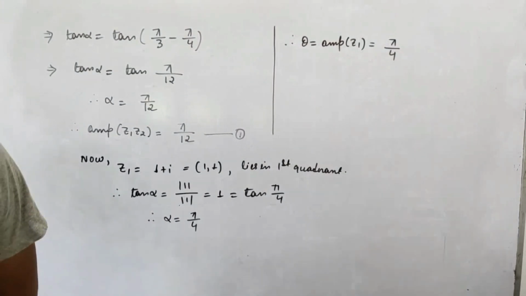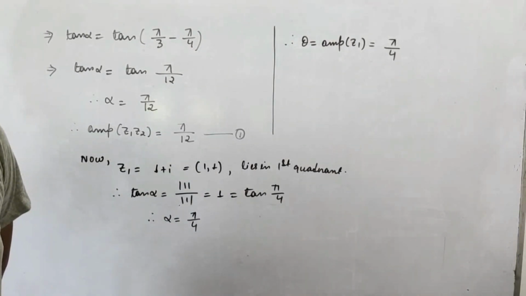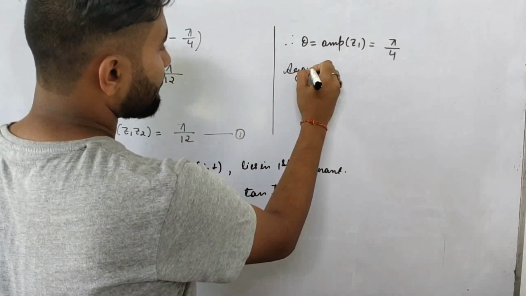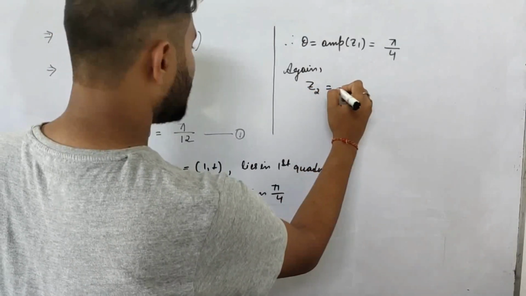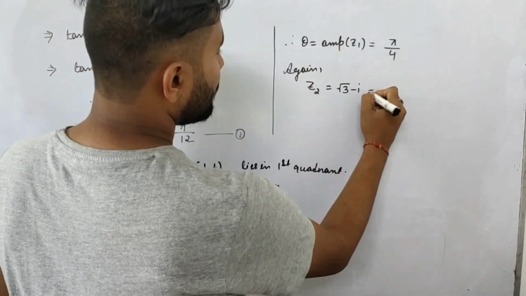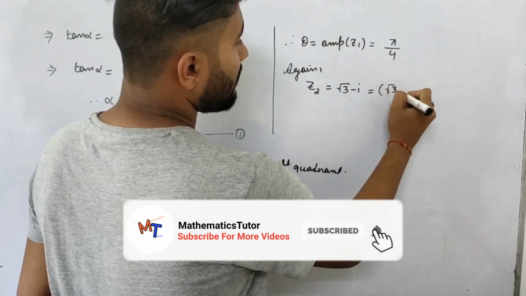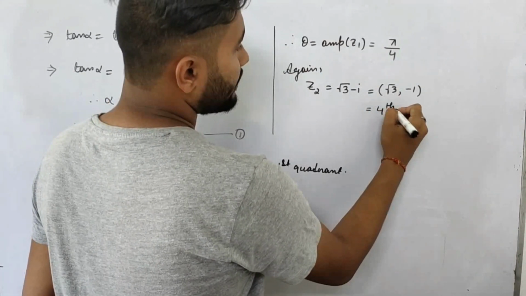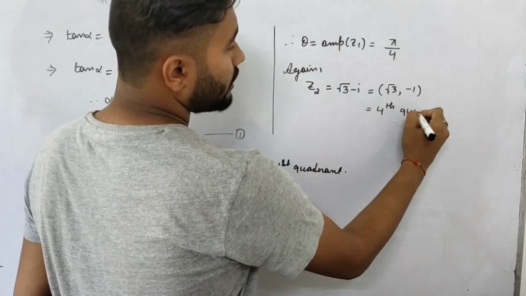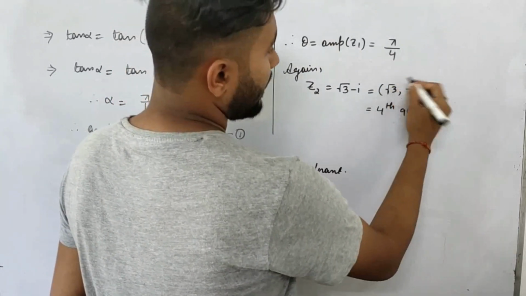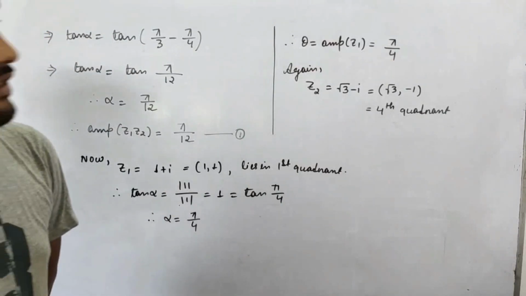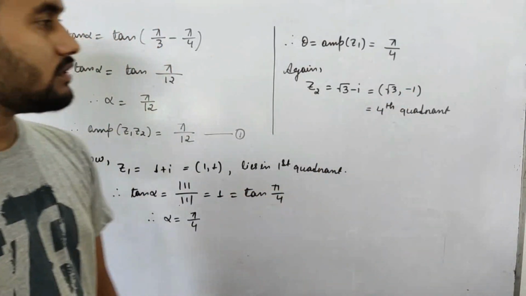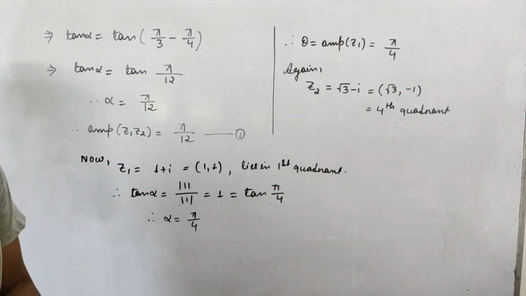Next, what is our Z2? Z2 is root 3 minus I. So in coordinates it will become root 3 comma minus 1. Which quadrant? This is the fourth quadrant, right? The x coordinate, the real coordinate, is positive, and the imaginary coordinate is negative. So in the fourth quadrant, the amplitude theta is equal to minus of alpha.